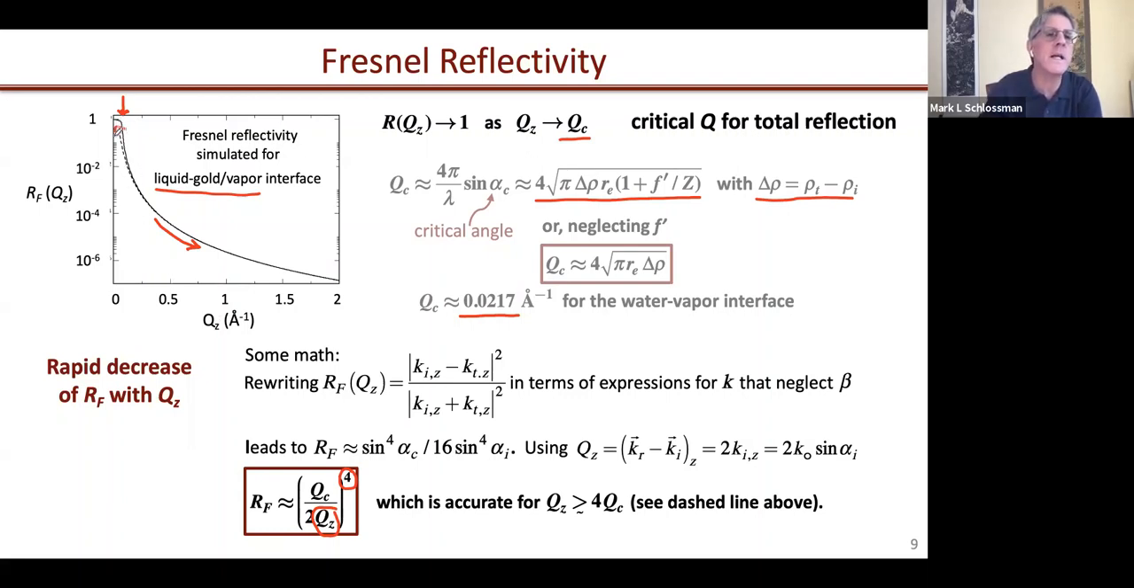Now this approximation is shown by this dashed line here. And you can see the dashed line is not exactly meeting the exact calculation for some range, but after that, it's quite accurate. So the approximations that I made in this math lead to this simple approximation only being accurate when QZ is on the order of 4 QC or greater.